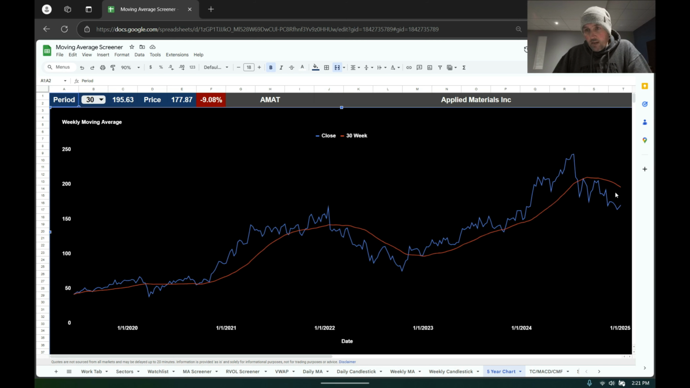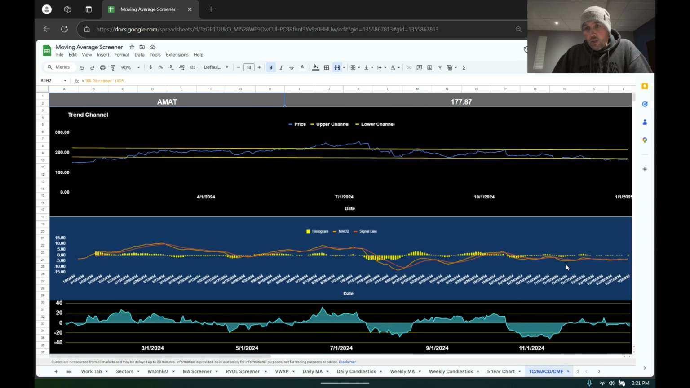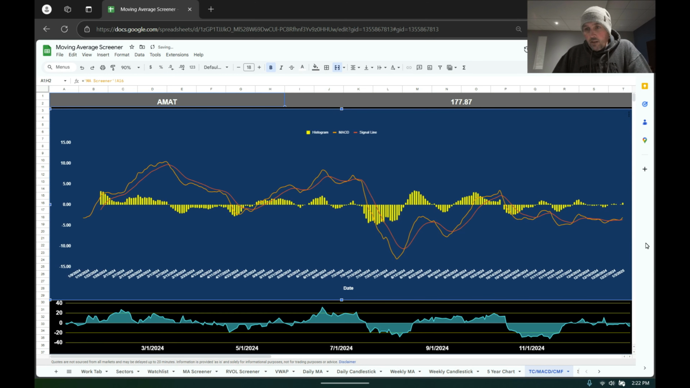195.63 to get back above the 30-week moving average. If we look at the trend channel, that's pretty much sideways, and we're below it, but we're going to break back in today. We do have a MACD cross from the bottom up underneath the zero line.